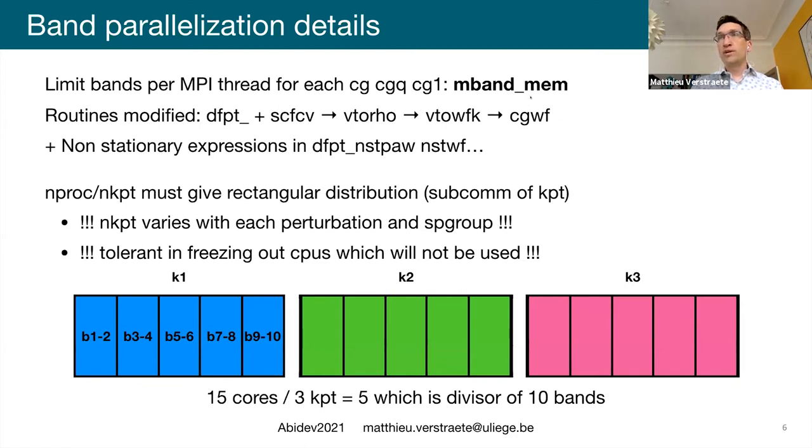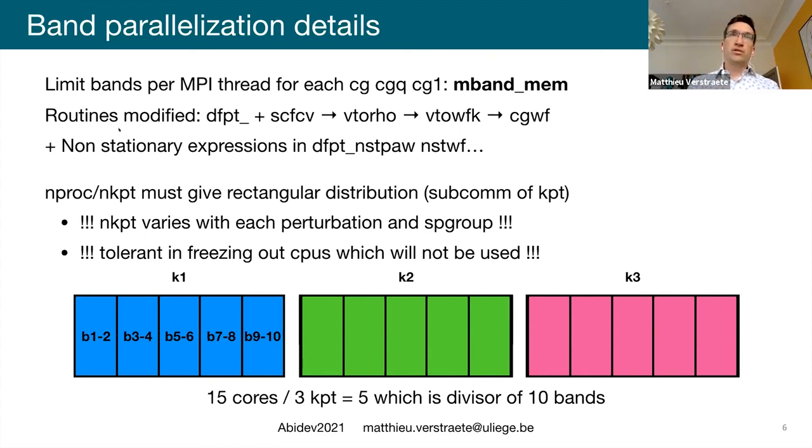This new number of bands is called mband_mem, to mirror mkmem, which is the number of k-points per node. This is the number of bands that are stored per node. And so this goes through the whole chain from the loop over perturbations down to the self-consistent cycle, the update of the density, the update of the wave function, and finally the CGWF, which is really the core operation of applying the Hamiltonian onto the wave functions.